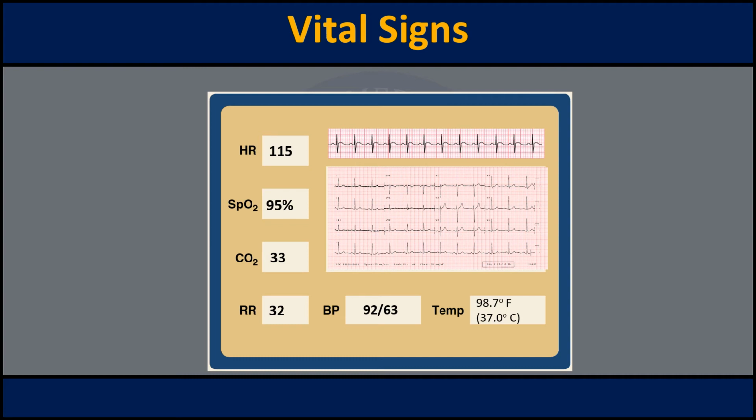A heart rate of 115 showing sinus tachycardia on the monitor, with a 12 lead showing a sinus tachycardia. She has an SpO2 of 95% on room air, an end-tidal CO2 of 33, a respiratory rate of 32, a blood pressure of 92/63, with a temperature of 98.7.